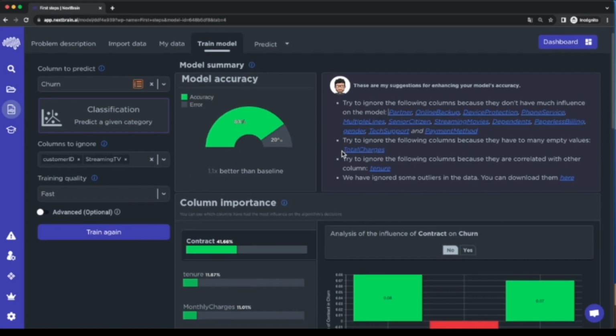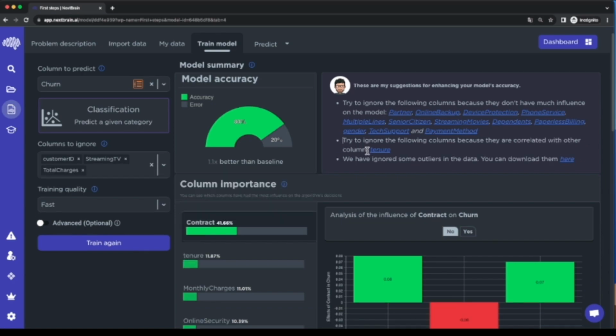Also, a suggestion that NextBrain is giving is that the column total charge has a lot of empty values. It means that there are several rows that have nothing in this column. NextBrain is filling up these values with several strategies, but anyway, it's giving us the chance to remove the column, because we are working with some artificial data, not real data.